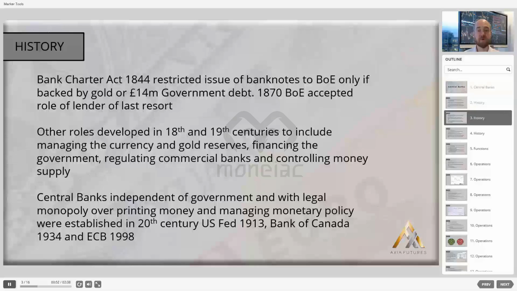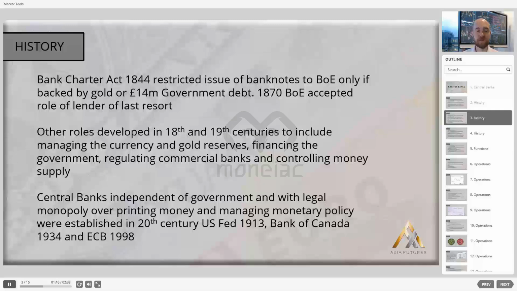1870 as well, Bank of England took on more of what I'd see as modern functions of a central bank. They started accepting the role of lender of last resort. This was on the back of the Overend Gurney Company crisis. I'll allow you to read that in your own time.